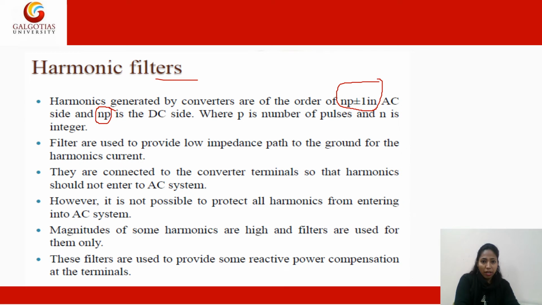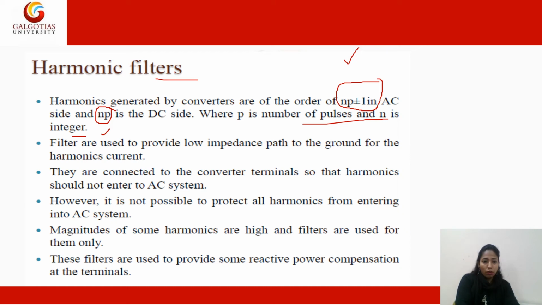On the AC side we have NP plus minus 1, and on the DC side the formula is N into P, where P is the number of pulses and N is an integer. So here P is the total number of pulses, that is, how many pulses we are using in the converter. Based on that, we calculate which harmonics are produced, on the AC side or the DC side.